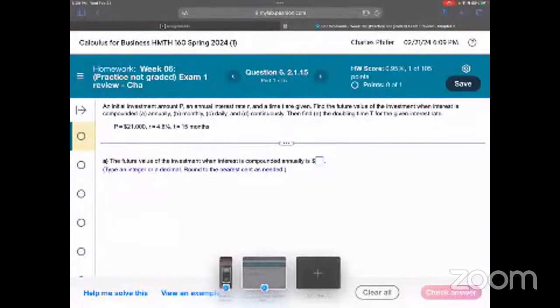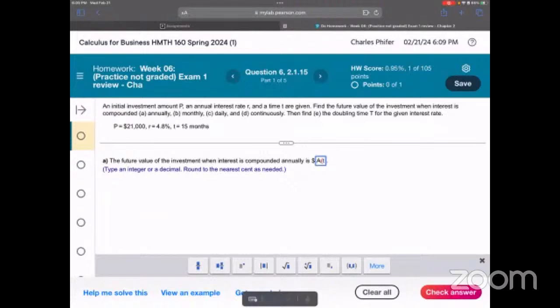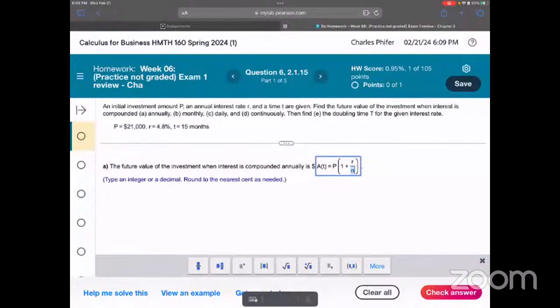All right. So just for a quick reference, if we're doing compound interest, the future amount A of t is going to be P times (1 plus R over N) to the power of N times T, right? That's the formula I'm using, but with parts A, B, and C, the only thing that's changing is N. We have the principal, the rate, and the time, and we just have to put it in the right units. The only thing that's changing is N, so that's going to be our variable.